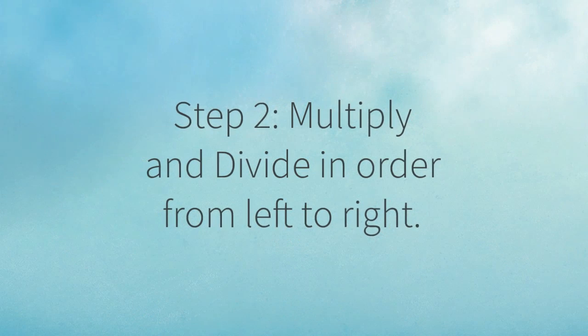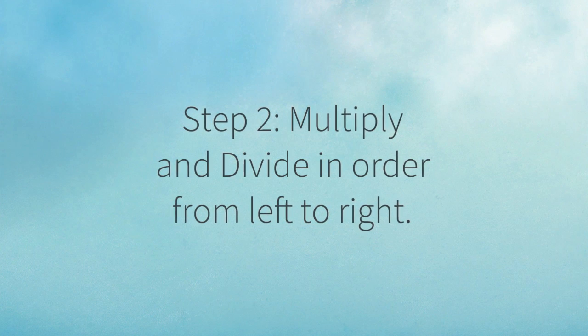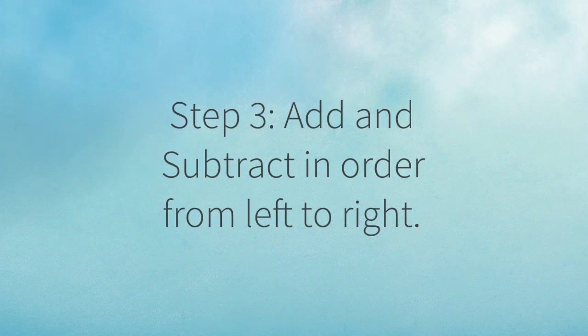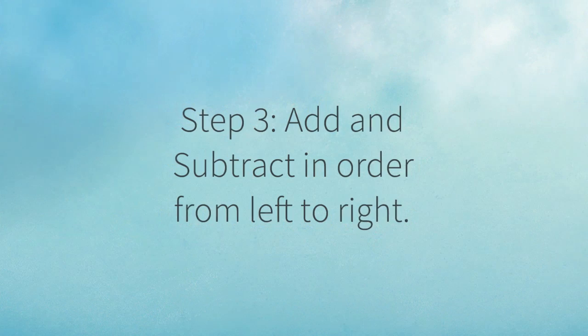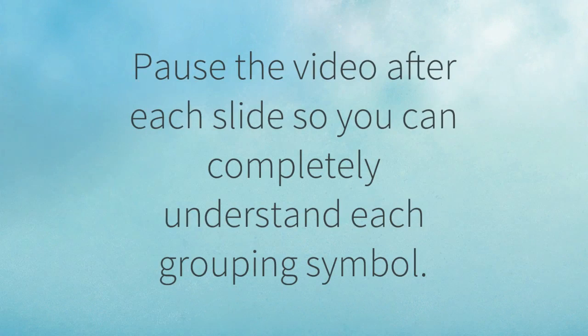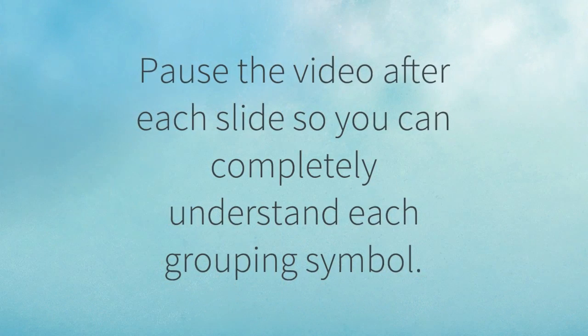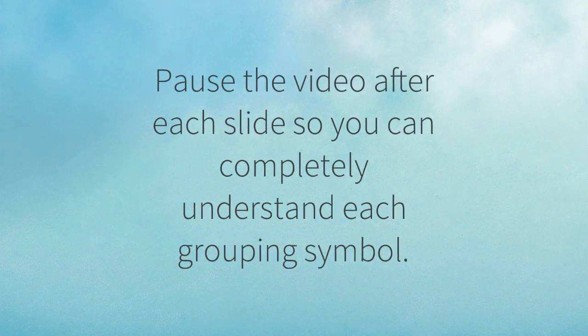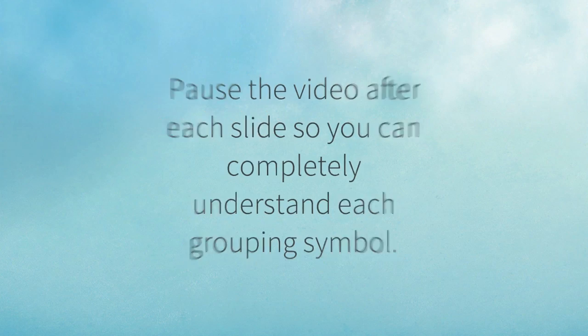Next, we have to multiply and divide in order from left to right. And our final step is to add and subtract in order from left to right. I'm about to talk about the grouping symbols, so if you would like, please pause the video at each slide so you can fully understand what I'm talking about.